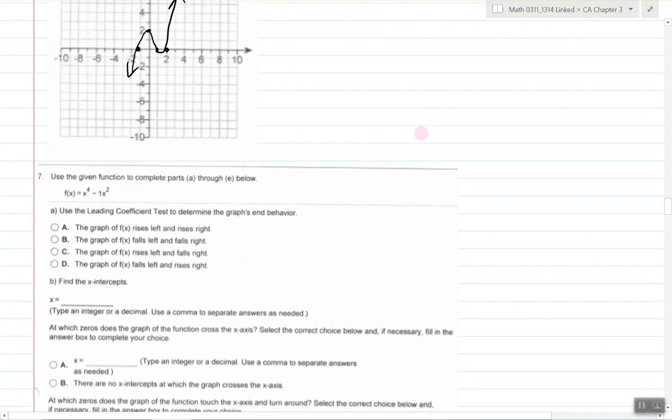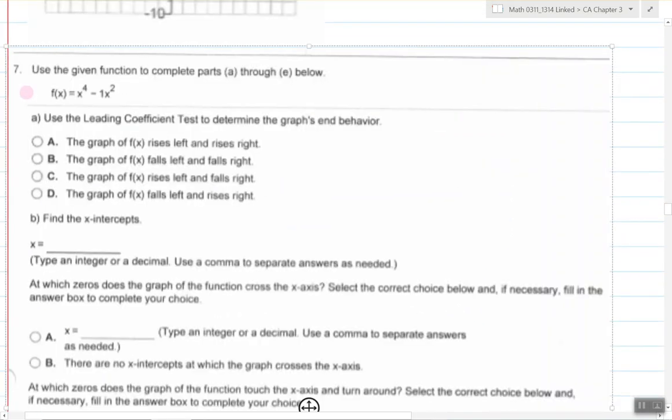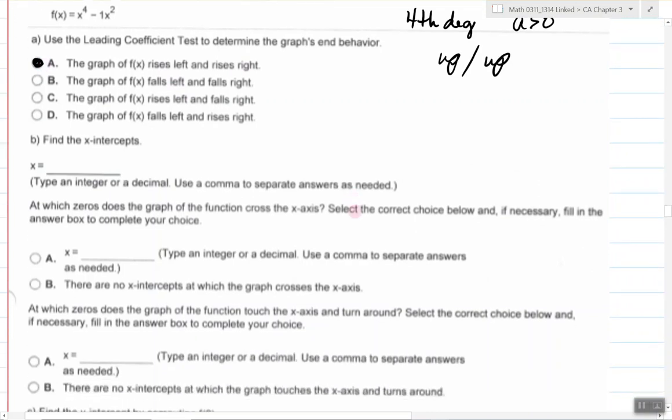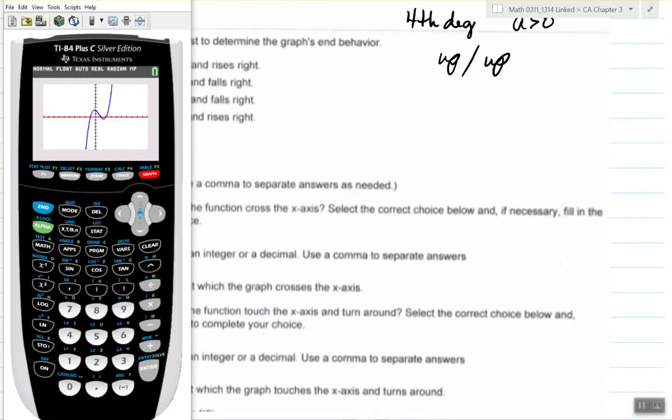All right, let's look at number 7. On this one, this is 4th degree, which is an even degree. The leading coefficient is +1, that's greater than 0. That means that the end behaviors will be up and up. So rises left and rises right. So it's this one. The x-intercepts, okay, let's go back to the grapher.